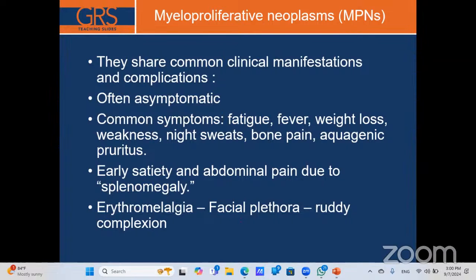Patients could present with early satiety and abdominal pain due to splenomegaly. They also could present with erythromelalgia, which means intermittent red hot painful extremities, and facial plethora and ruddy complexion in cases of increased red blood cells in polycythemia vera, or increased platelets in essential thrombocythemia. Next slide, please.